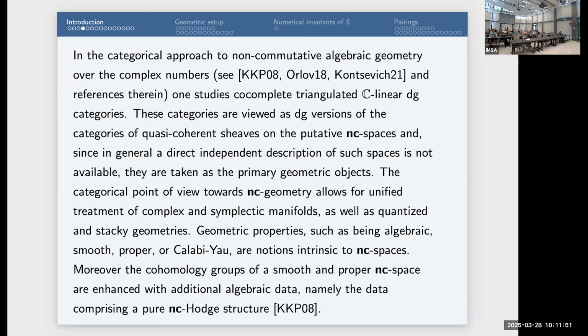Geometric properties such as being algebraic, smooth, proper, Calabi-Yau, those notions are intrinsic to the NC space. They can be described without actually saying what the underlying geometry is, or in situations where there is no geometry underlying. More with homological to the smooth proper NC space, and hence additional algebraic structure, namely the data comprising a pure non-commutative Hodge structure.